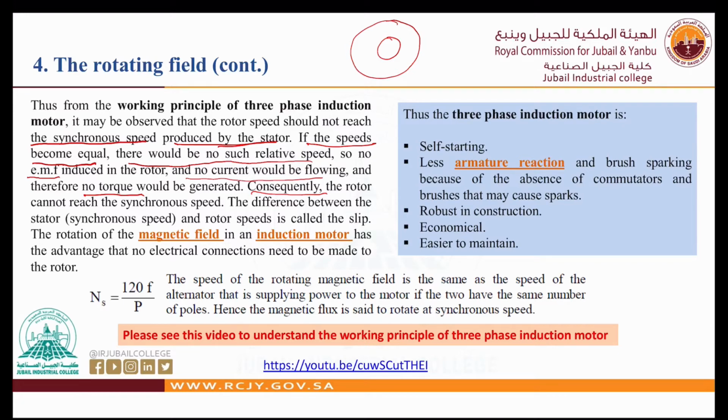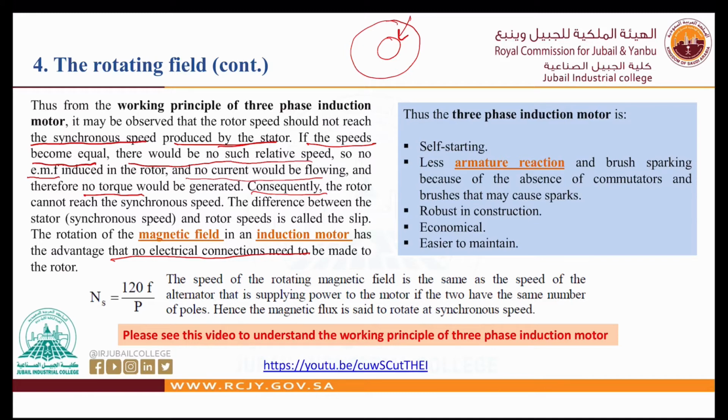Now, the rotating magnetic field in an induction motor has the advantage that no electrical connection needs to be made in the rotor. That means we don't have to have an electrical connection between the stator and the rotor, because the magnetic field will go from the stator, right, to the rotor by induction. No electrical connection.